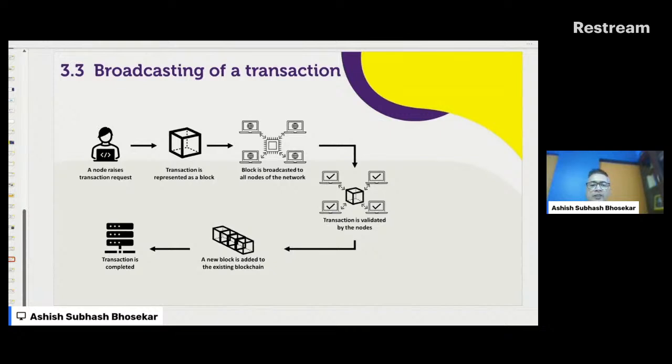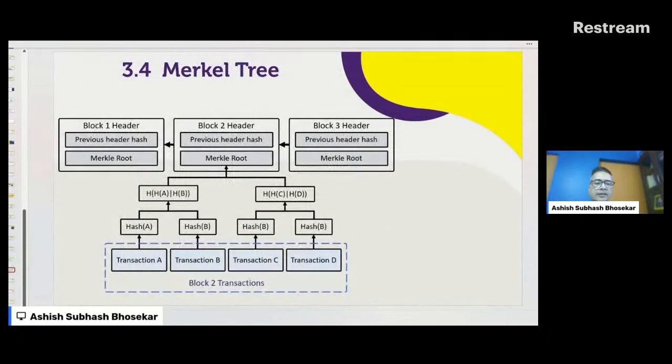And furthermore, to ensure integrity of the data within the block, blockchain utilizes a structure called a Merkle tree. So we will take a look at the Merkle tree further, and now you can see how the nodes raise a request, the transaction is represented, then the block is broadcasted to all the network, and then the transaction is validated by the nodes. And once it is validated by multiple nodes, then the block is added and the transaction is marked as complete, right? So as I said, let us now deep dive into what is a Merkle tree.